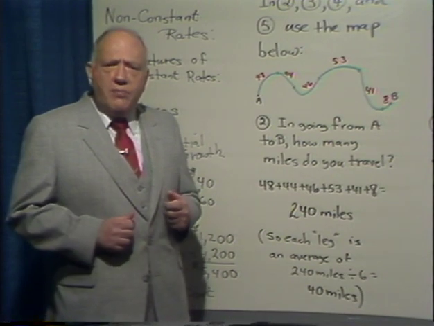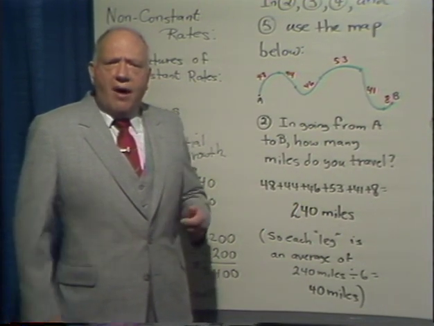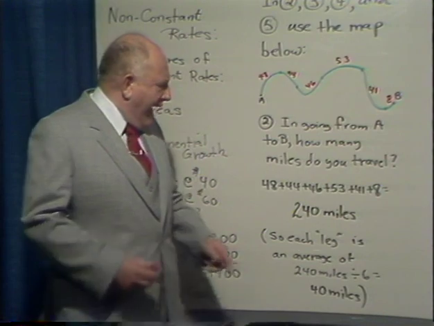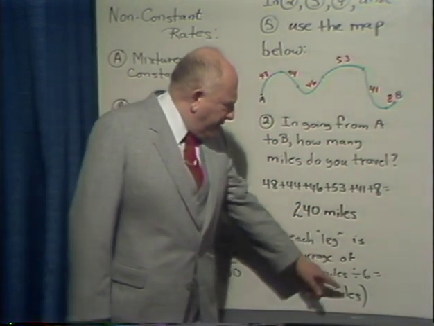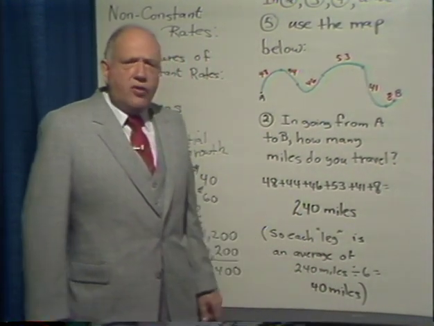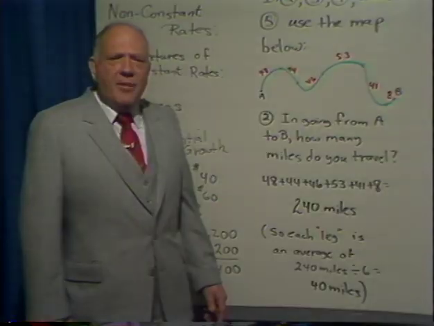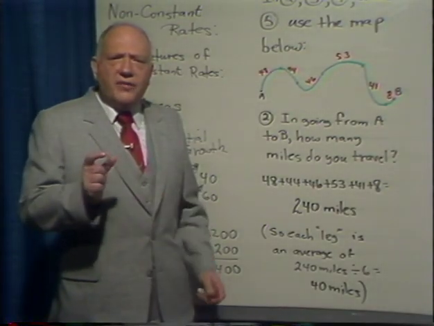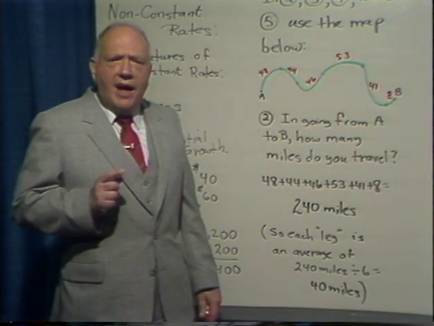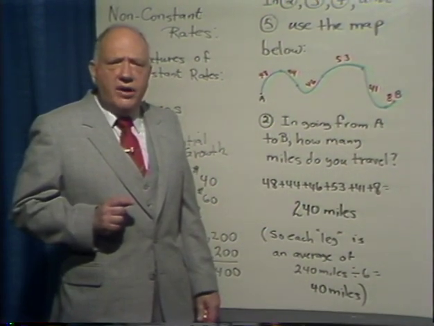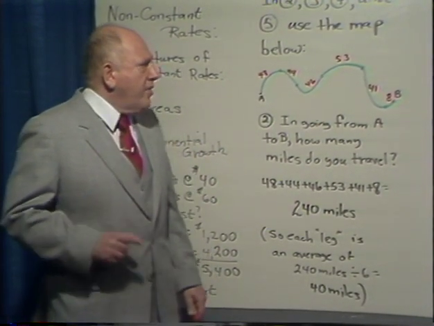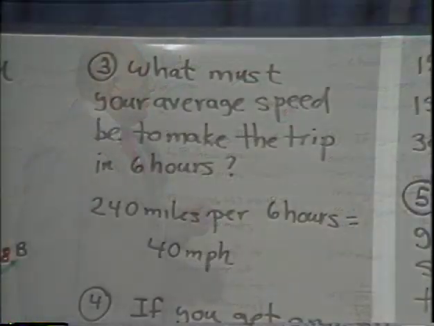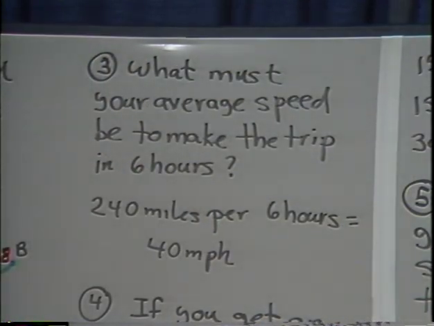And once you do one mixture problem of constant rates, there are a whole bunch of other questions that you could ask. Like over here, this was kind of a silly thing, in a sense, asking 240 miles divided by 6. I mean, who really cares what the average length of each segment was? But there are times when you do care what the average length of something is. Let me give you another example. Let's suppose in making this trip, I have a time constraint. Suppose I have to make this trip in 6 hours.